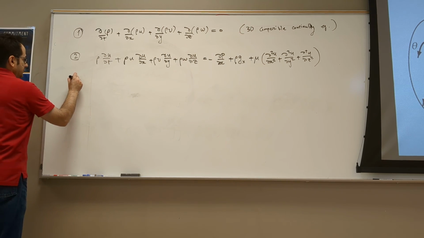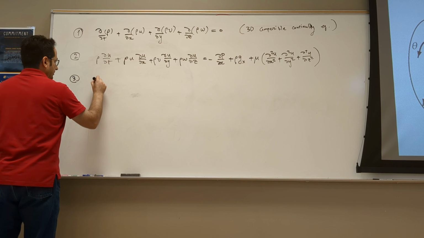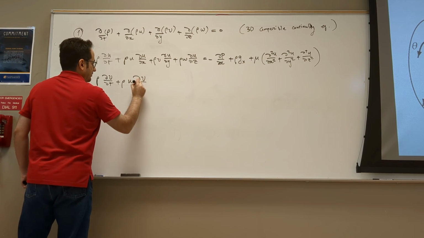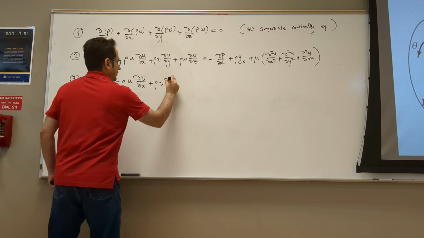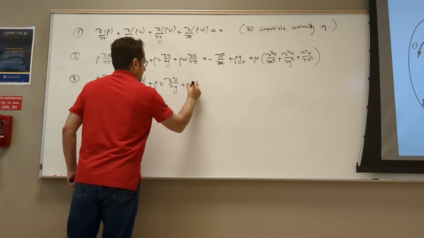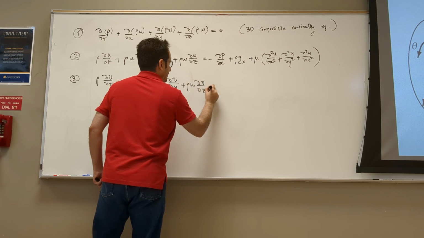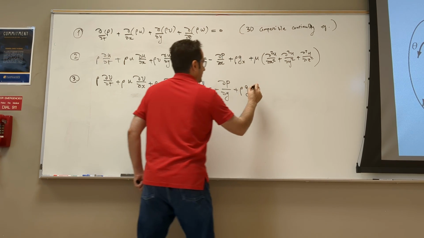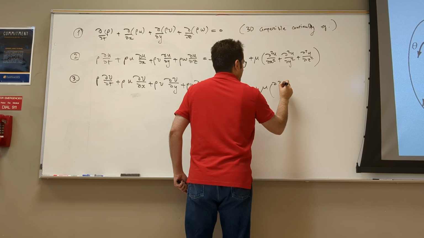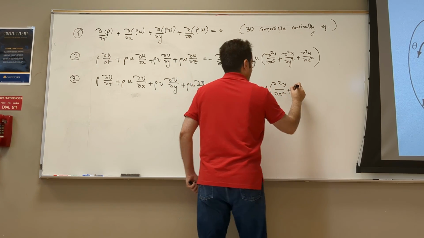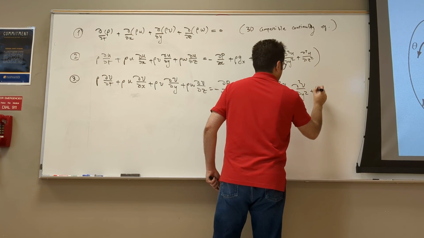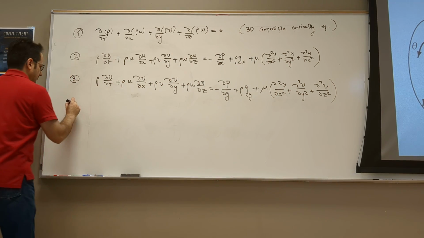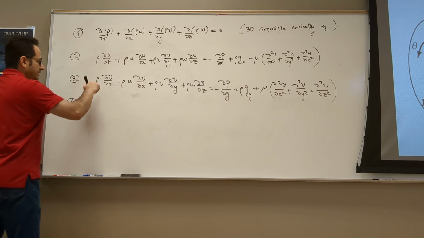Now, equation number 3 is your y momentum: rho partial v partial t, plus rho u partial v partial x, plus rho v partial v partial y, plus rho w partial v partial z, is equal to negative pressure gradient in y, plus rho g in y, plus mu times the second derivatives of v. Equation number 4 is the z momentum.